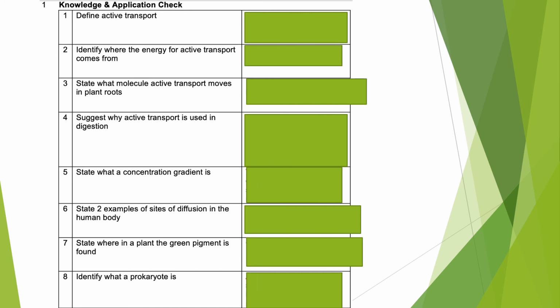Perfect. So number one, define active transport. This is when molecules move from a low concentration to a high concentration with energy. Okay, so the keyword is that they have to use energy. Number two, identify where the energy for active transport comes from. And this one is quite simple. We get it from the mitochondria.